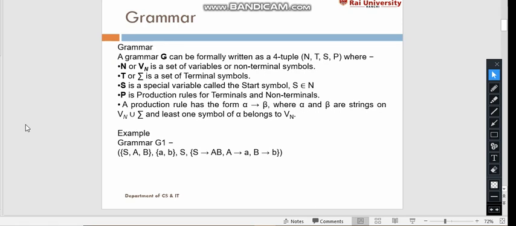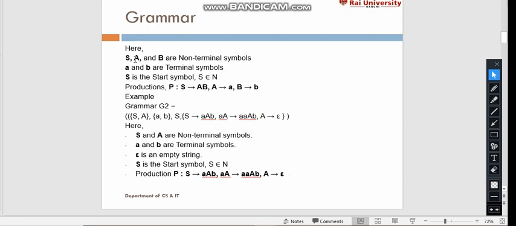A grammar is defined by a four-tuple, that is N, T, S, P. N is a finite set of non-terminals. Sometimes it is also represented with V. T represents the finite set of terminals. S is the starting symbol and P is the production rule. We can represent the grammar in this way, where S, A, B are the non-terminals, small a, b are the terminals, S is the starting symbol, and the production rules are given in this way.